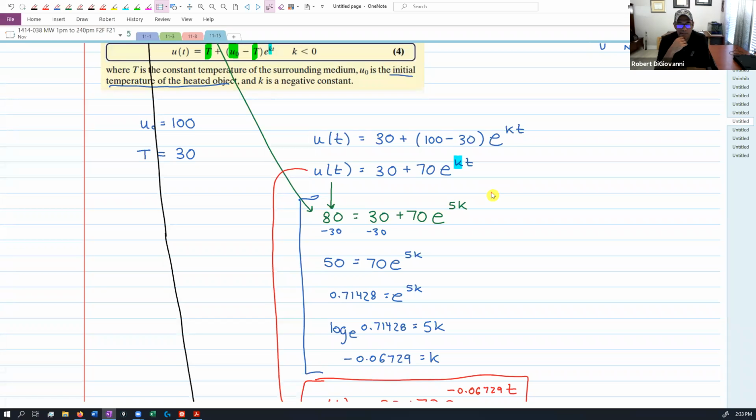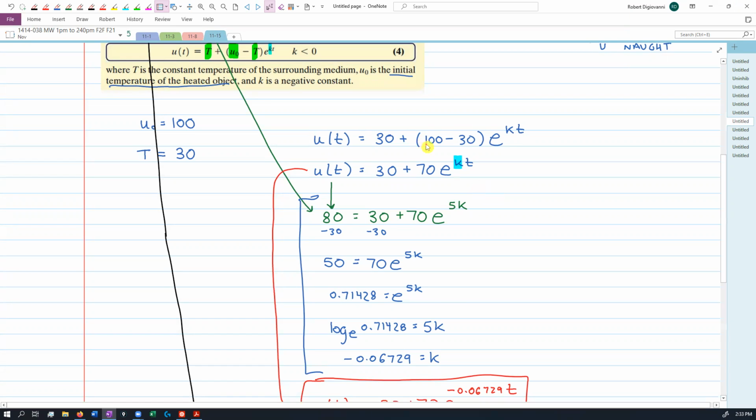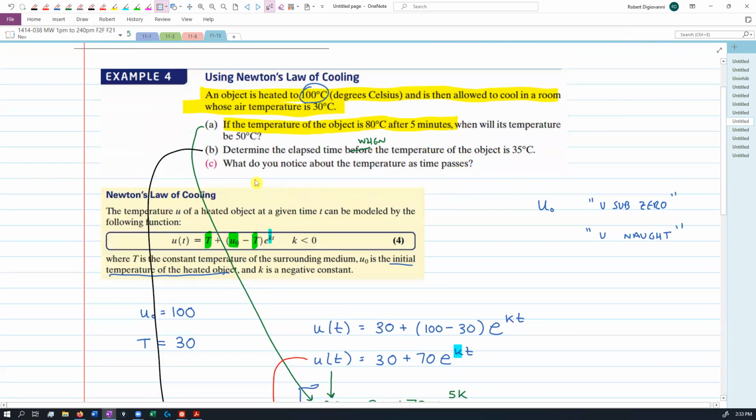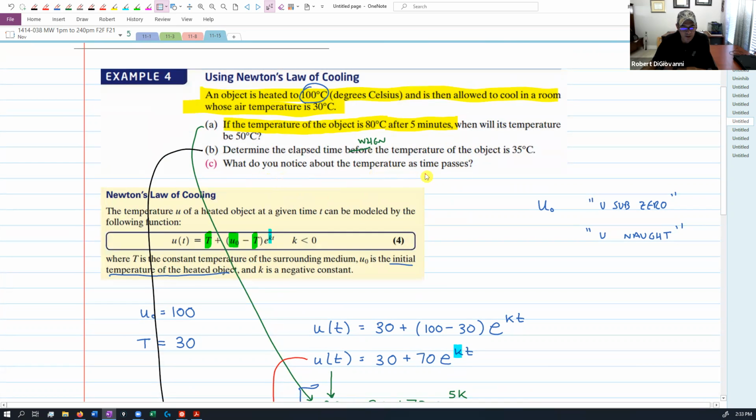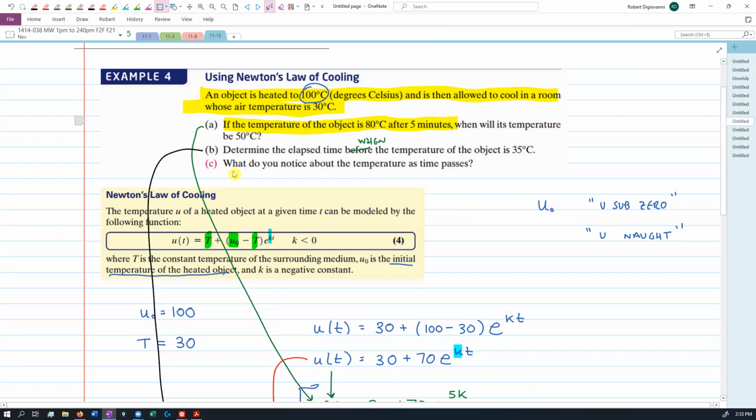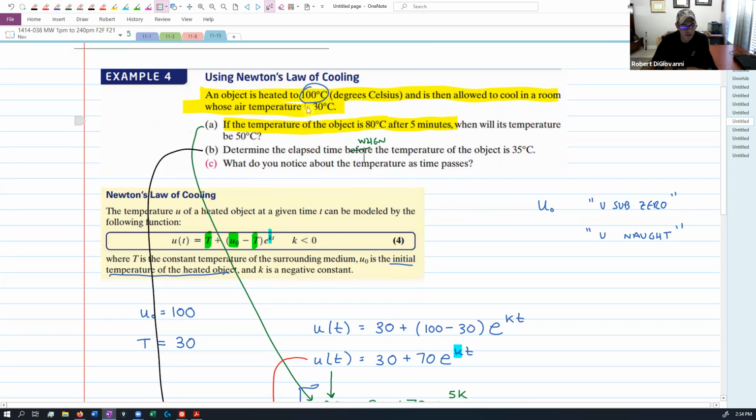For question C, would the answer just be that it experiences exponential decay? What do you notice about the temperature as time passes? I think all we want is really that the temperature is decreasing, because it's starting out at 100 and then it's decreasing. You could say decaying if you like. It's cooling off, so it's going from a higher temperature to a lower temperature.